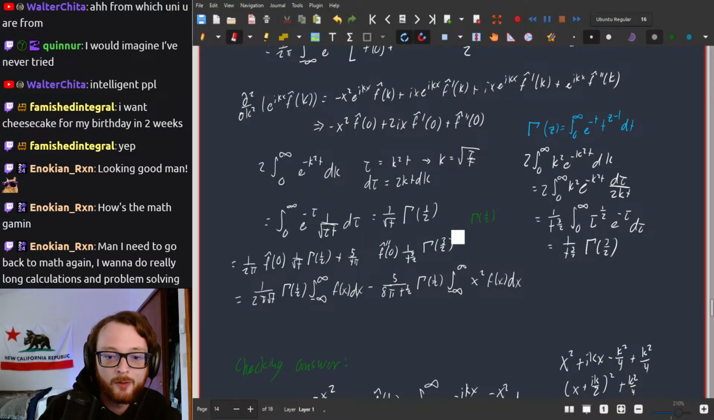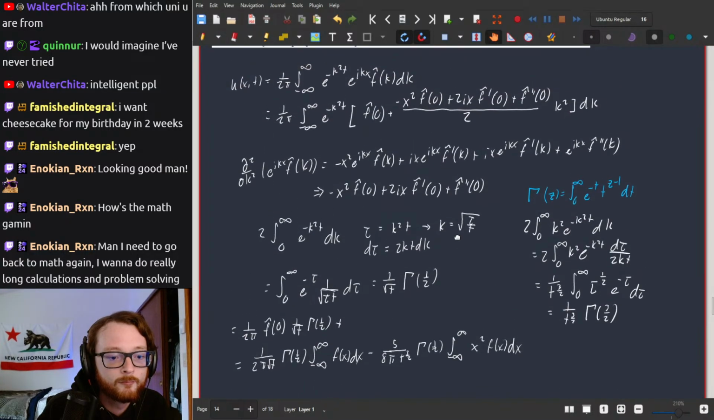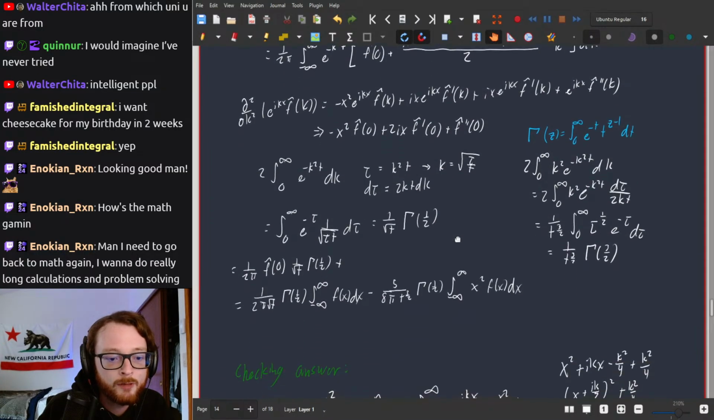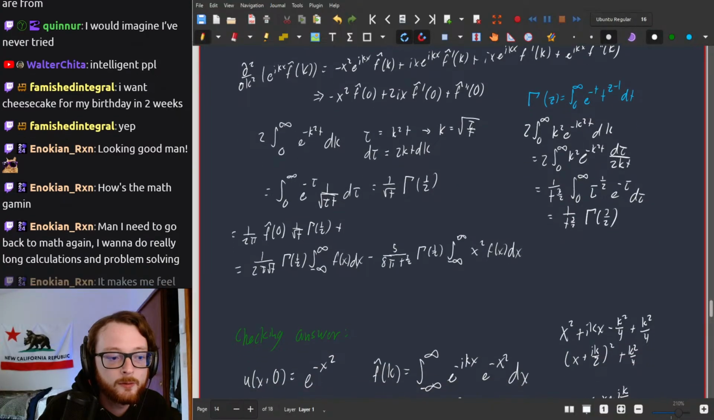I'm going to keep it as gamma of 3 over 2. Who cares? The first term should have no mistakes. Yeah, the first term should be fine.